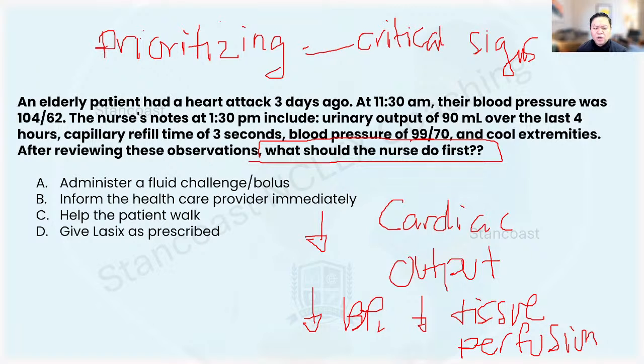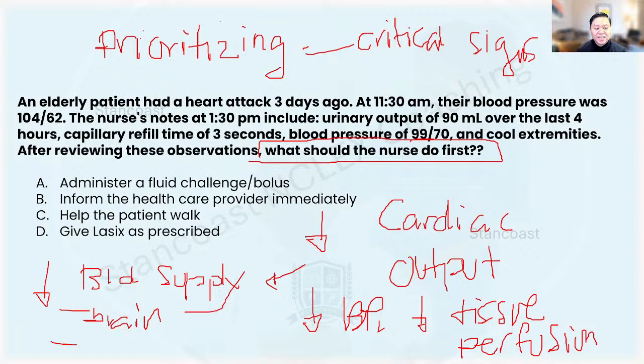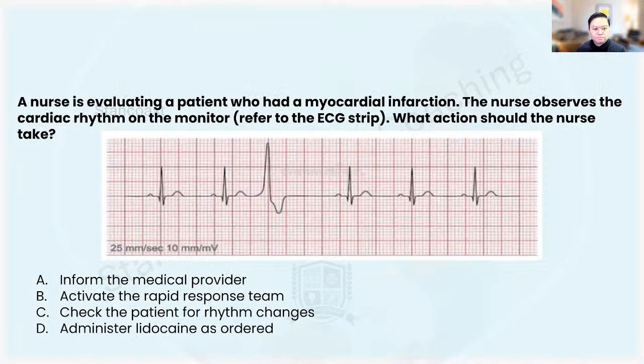And when we are talking about reduction of the cardiac output, think about the reduction of the blood supply to the organs, to the brain, to the kidneys. And that is why the patient has oliguria, because of the reduced blood supply to the kidneys. There is oliguria. All right, let's move on to the next question.